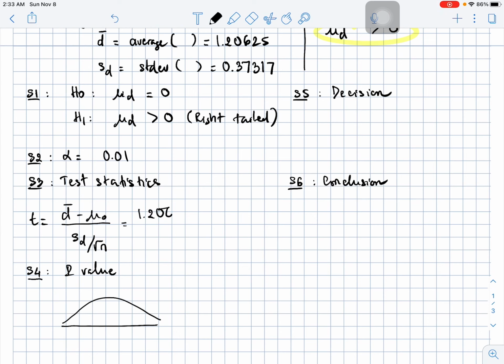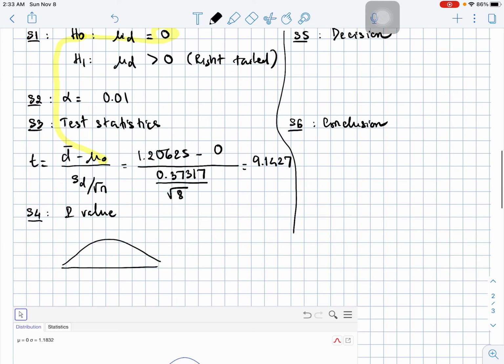So D bar is 1.20625 minus mu naught. Mu naught, you will look at the null. Under the null, we will assume that mu naught is 0, and that will always be the case for this section. SD is 0.37317 divided by the square root of 8 because we have 8 cars. We calculate this number and we got 9.1427.